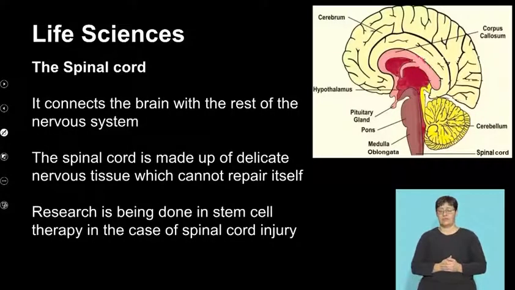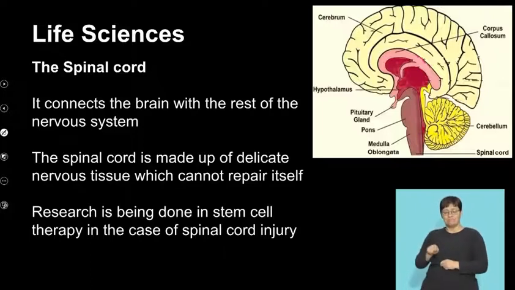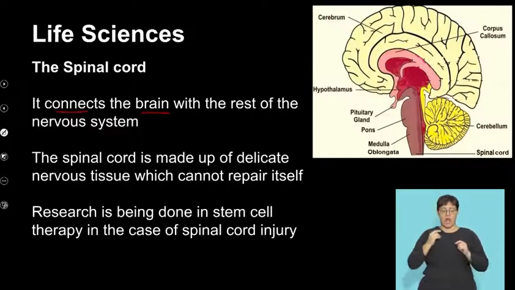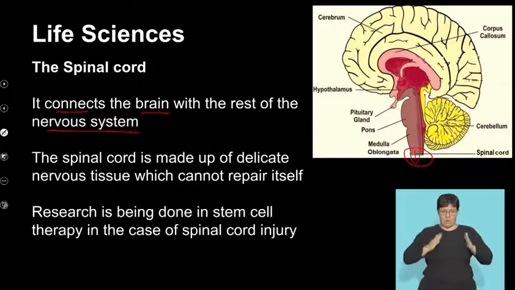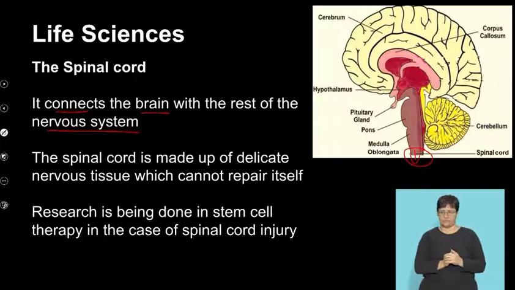Right, the spinal cord connects the brain with the rest of the nervous system. So if you look at this picture of the brain, you'll see the spinal cord is here at the bottom, right? And that means that the brain, with all its functions, will be connected to the rest of the body that is down there. All right, the spinal cord is made up of delicate nervous tissue which cannot repair itself.